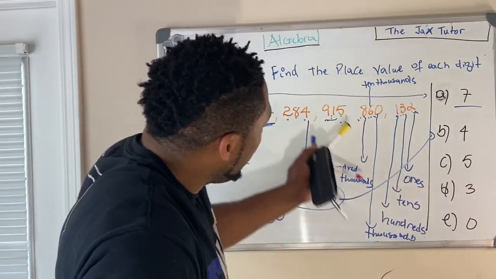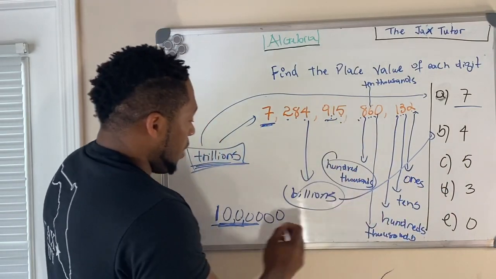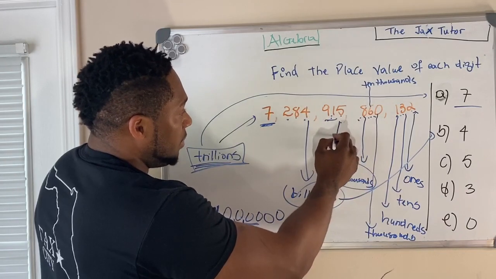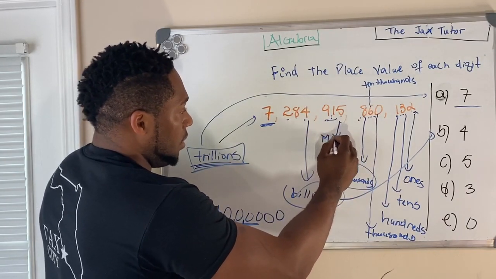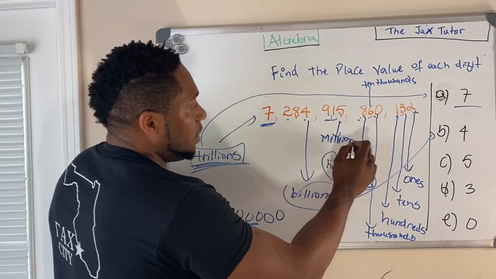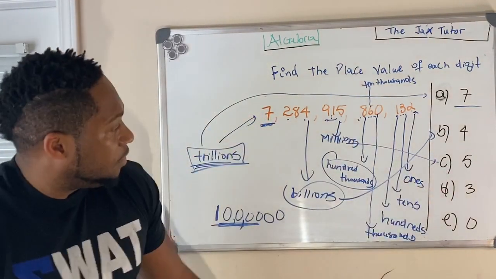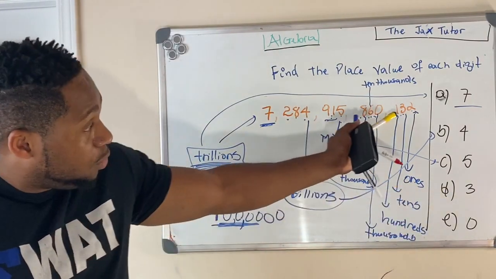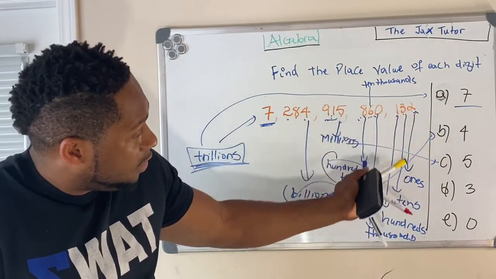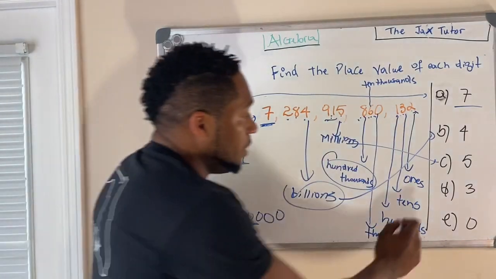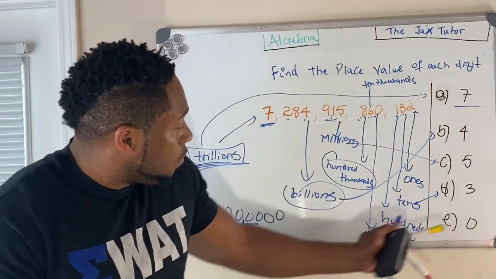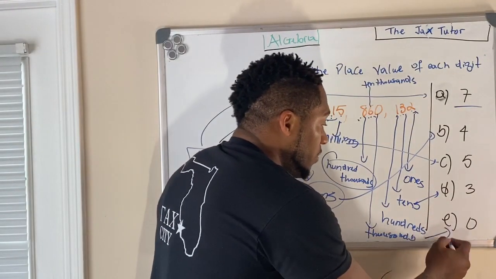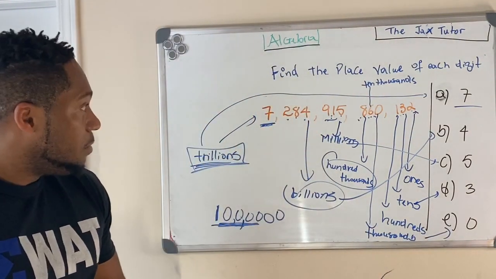The 5, well, we just said this one is 100,000s. You add one more zero to 100,000, and that gives you the millions place value. You associate that with the 5. So where's the 3? Right here. That's the tens place value. The 0 is at the 100,000s place value. And that's how you would be able to read those.